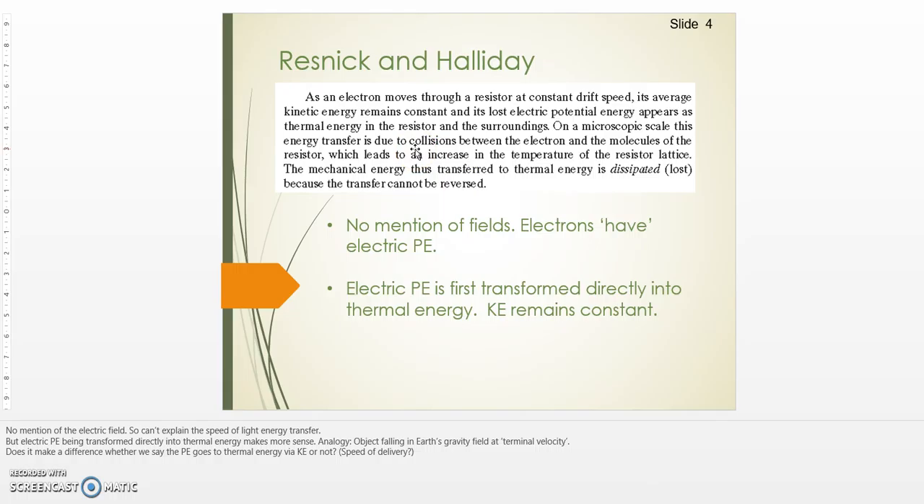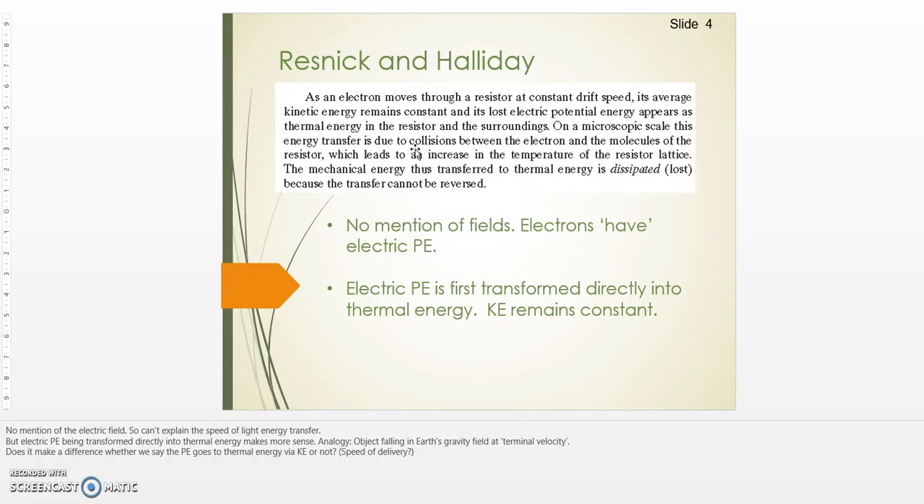What do Resnick and Halliday say? Okay, so as an electron moves through a resistor, its kinetic energy remains constant. Okay, so we've got constant drift velocity, so kinetic energy remains constant. And it loses electric potential energy, which appears as thermal energy in the resistor. Okay, so this is a different story.